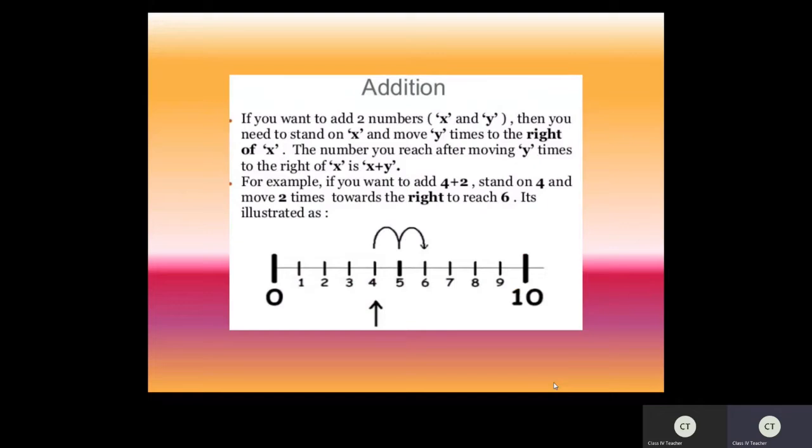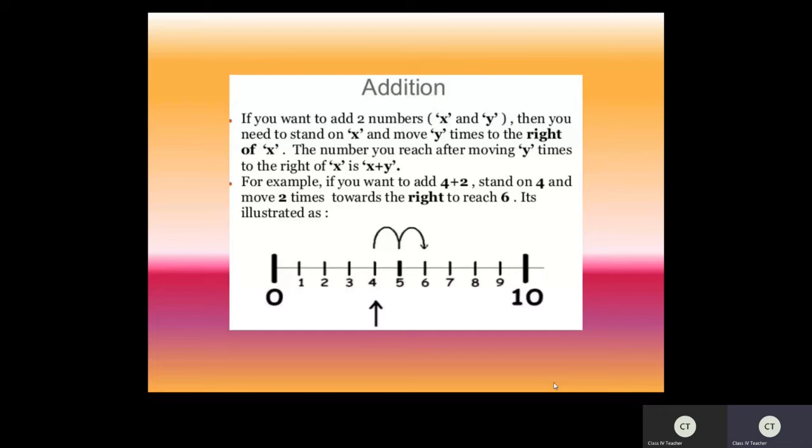So how will you represent it? 4 plus 2. So the first number is 4. Now mark your pencil on 4. Start from 4 and plus 2. That means what we have to do? Plus 2 steps. 2 steps forward, you have to move towards your right. So 4 to 5 one step and 5 to 6 second step. So our 2 steps are completed.